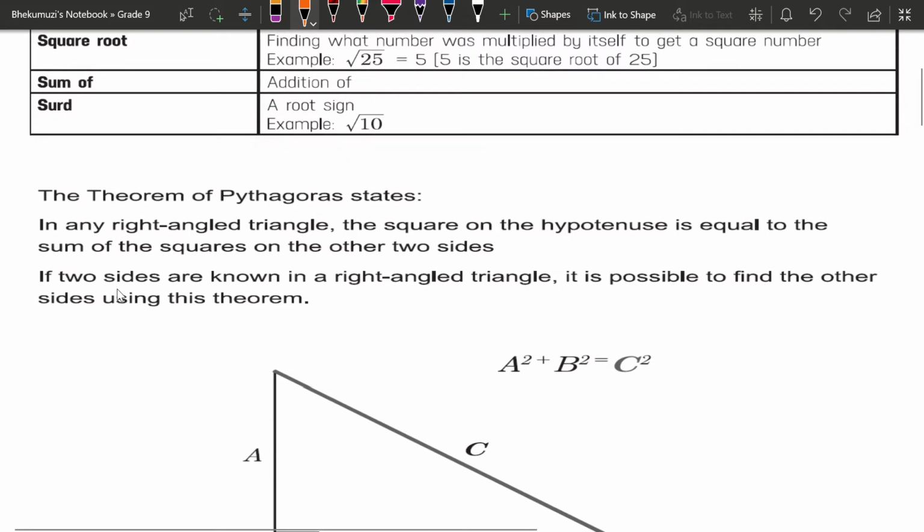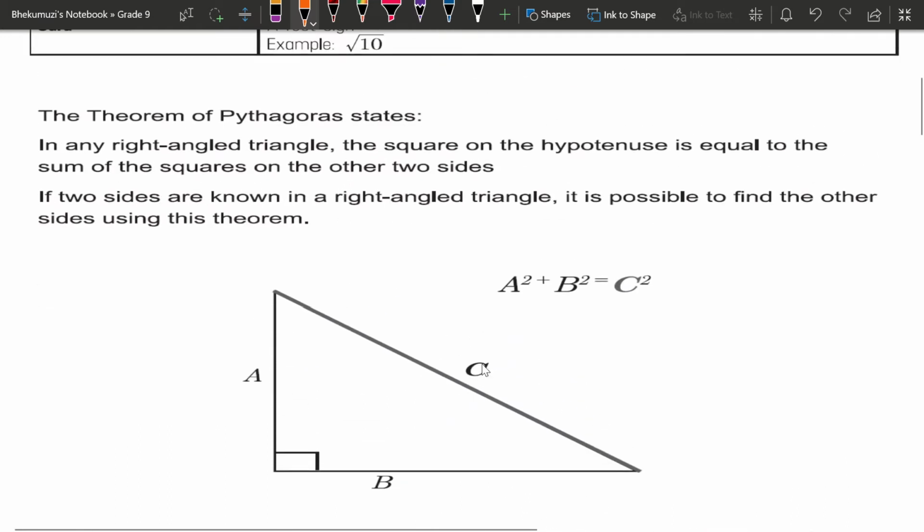But let's go over it again. So the theorem of Pythagoras states that in any right angle triangle, the square of the hypotenuse is equal to the sum of the squares on the other two sides. If two sides are known in the right angle triangle, it is possible to find the other side using the theorem. So if you have at least two, whether it's B and C, or A and C, or A and B, you are able to find the rest of the sides. And this is a right angle triangle.